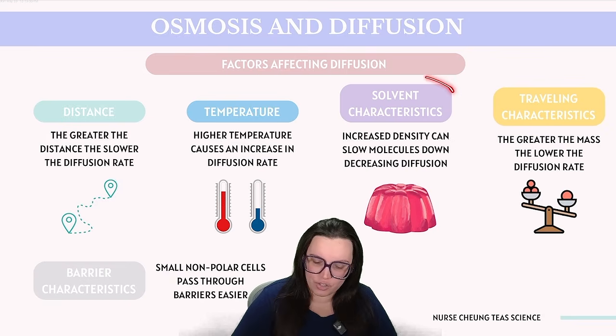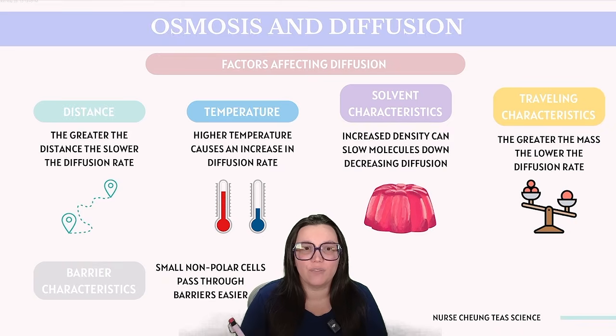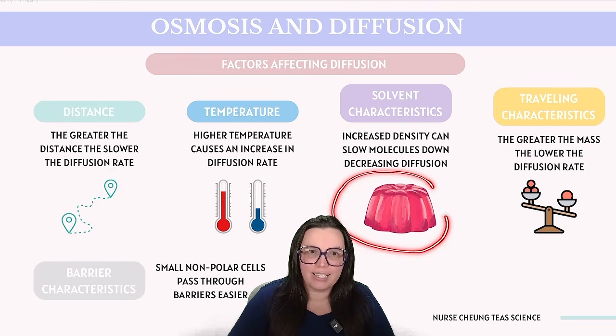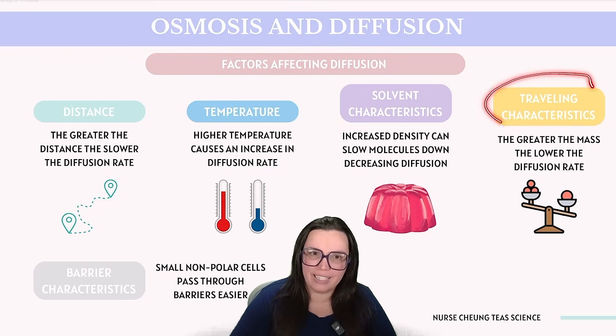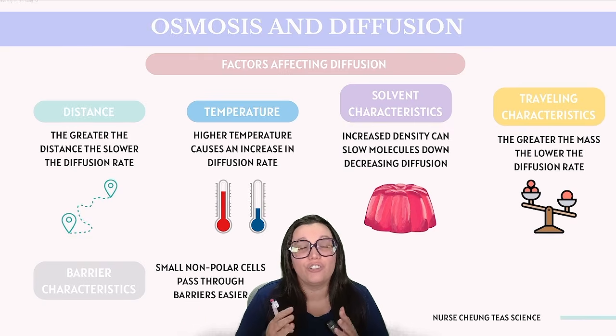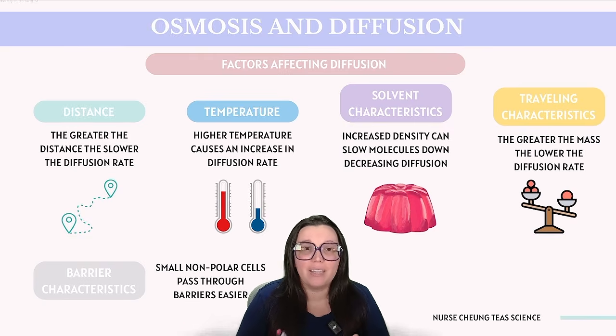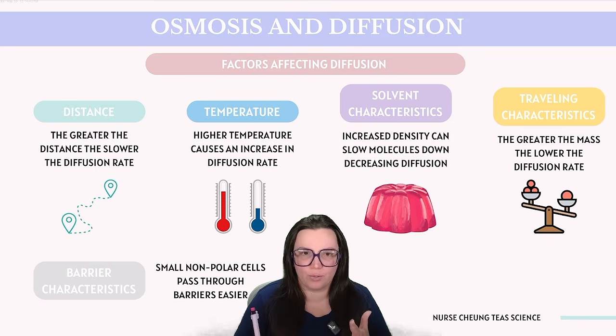Next up, we have solvent characteristics, which just means that the density of a solvent can also impact diffusion. The denser a solvent is, the more it might impede molecular movement, thereby reducing the diffusion rate. And then we have traveling characteristics. Not all entities involved in diffusion are strictly molecules. There can be other types of substances as well. For example, the mass of a diffusing substance plays a critical role.